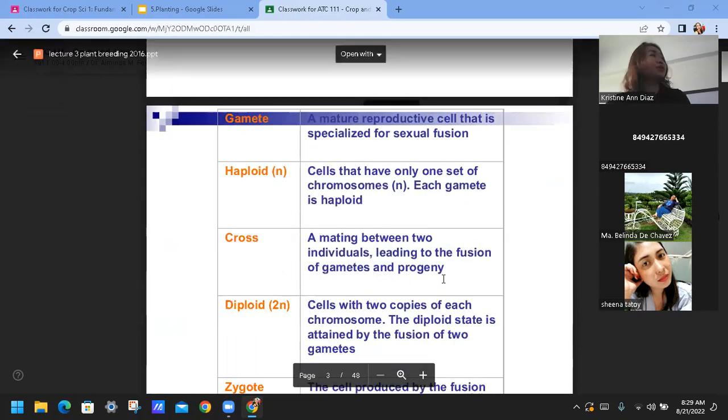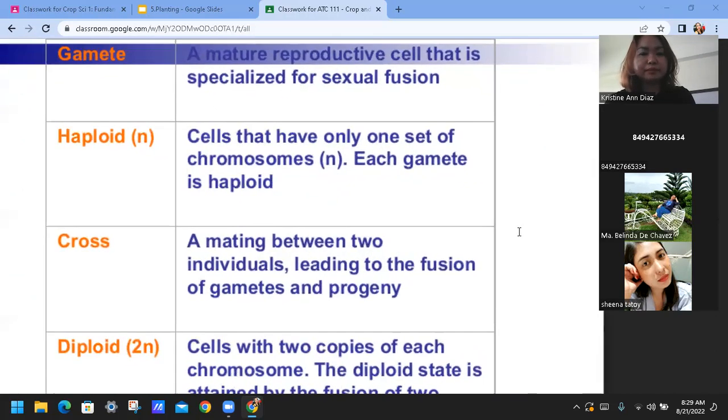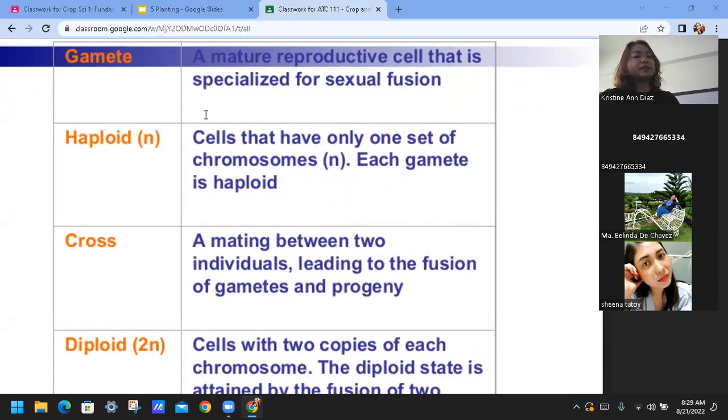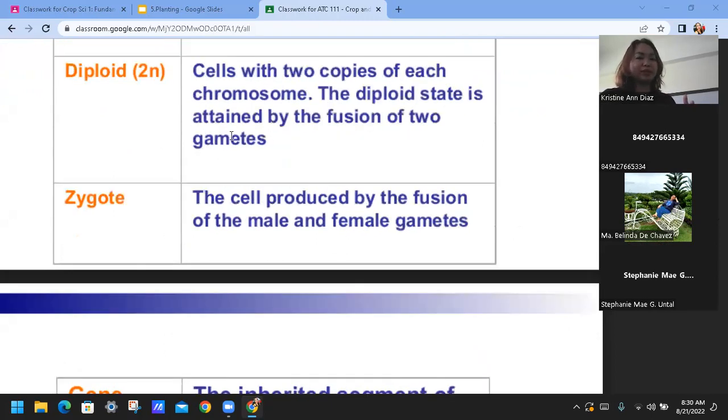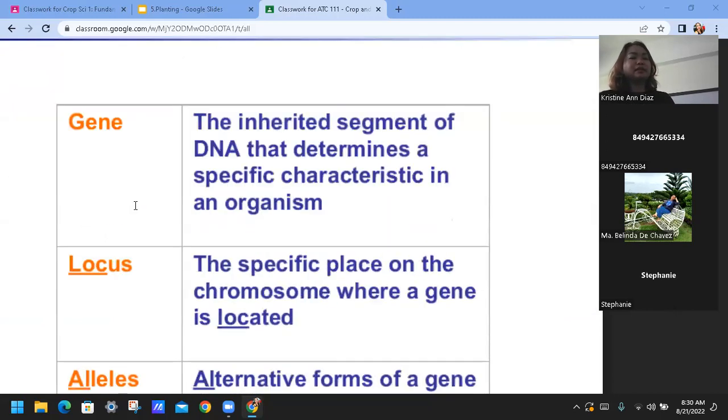So the terms mentioned yesterday: gamete, a reproductive cell for sexual fusion. What's haploid? Only one set of chromosomes, so it's half-half. When they say cross, it's between two individuals. Diploid means two copies of the chromosome set, by fusion of gametes. And zygote is the fusion of two gametes, male and female. A gene is in my DNA that determines your characteristic.